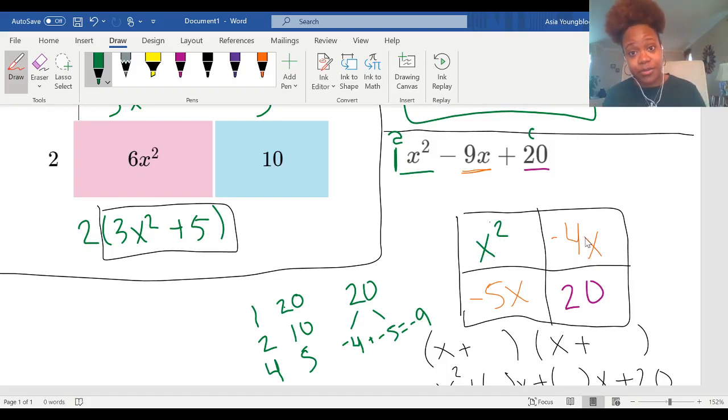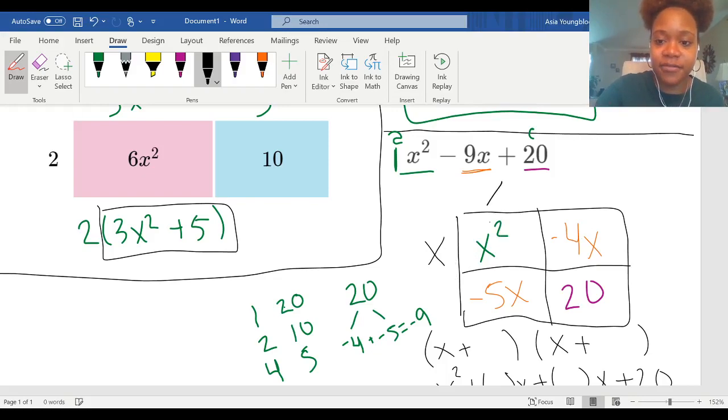Can we factor out a number? We can't. There's a 1 here, so we can't factor out any number. But can we factor out some variables? Yeah, both terms have x's, so we can factor out an x. And now let's see what we have left at the top here. If we factor out x, we're going to have x left.